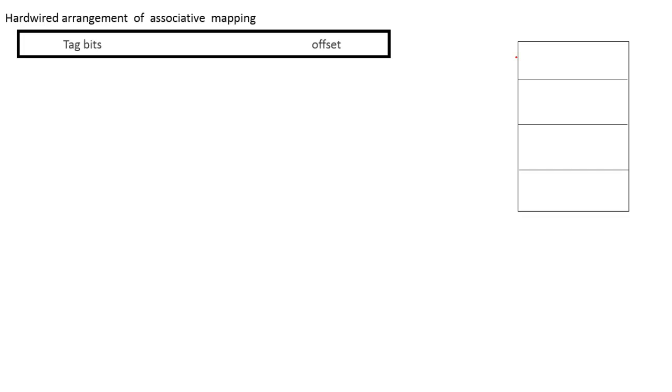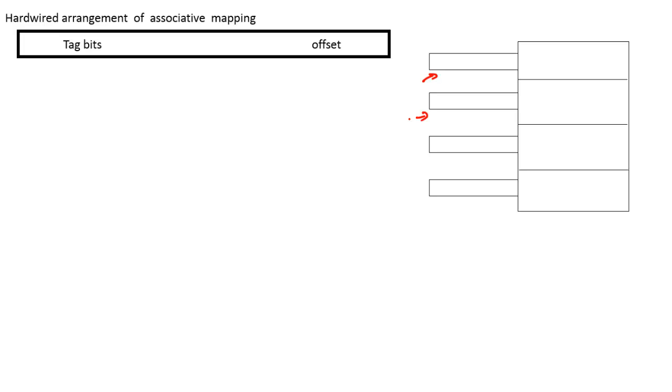Assume that the box here is the main memory address, and by the rule of division of associative mapping, this box is divided into two parts: tag bits and offset. The small box here represents the cache memory. So here you can see that the address is divided into tag bits and offset, and these blocks over here are the tag registers.